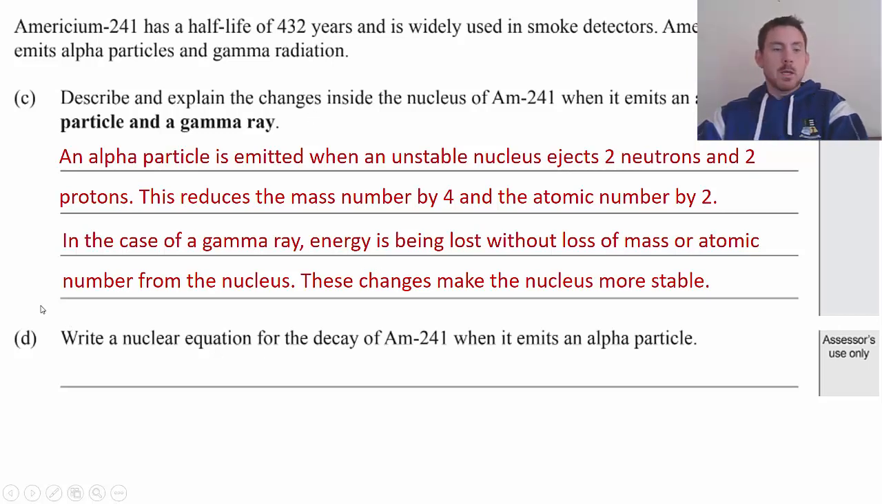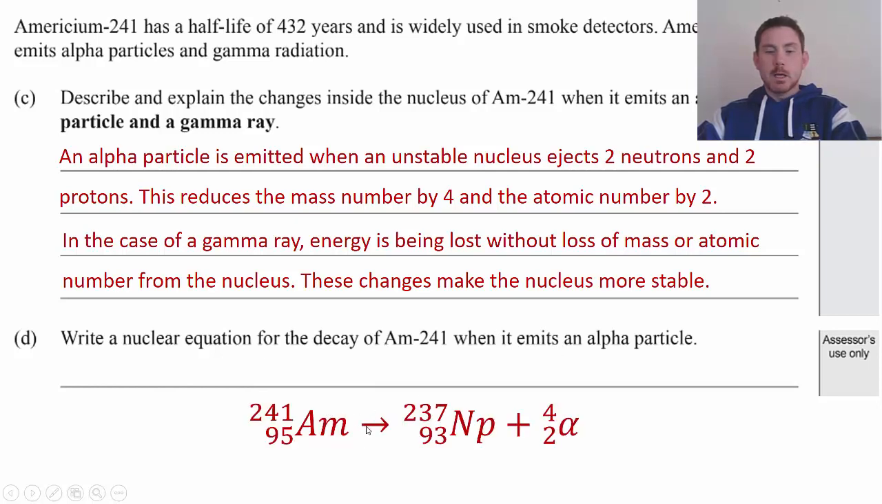And the last question of the paper, 3D, asks us to write a nuclear equation for the decay of americium-241 when it emits an alpha particle. And so we're going to start off with americium-241, and we can see if we flick back the page that the atomic number of americium was 95. We're told it emits an alpha particle, so we're going to then draw an arrow, and we can write in the alpha particle. We should know that the alpha particle can be represented by the alpha symbol or an He for helium, mass number 4, atomic number 2.